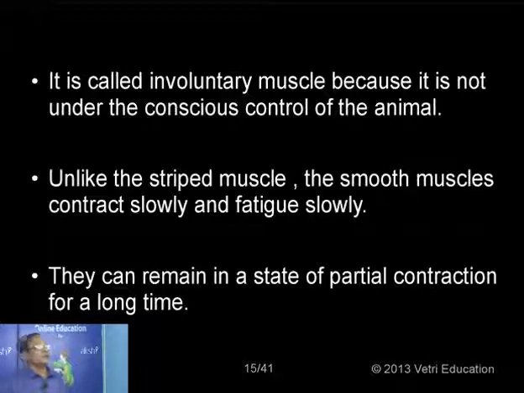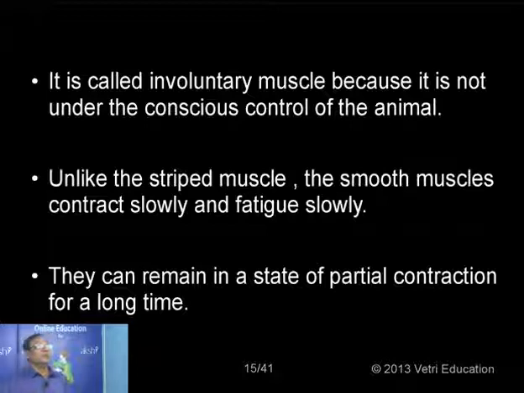Then, as I mentioned already, if you are comparing the speed of working, the skeletal muscles work somewhat faster and they are getting fatigued very soon. We already compared the two types of skeletal muscles, red and white. Now we are comparing the skeletal muscle with the smooth muscles. The skeletal muscles generally undergo faster contraction and get fatigued quickly. But in the case of unstriped muscles, or the smooth muscles, they undergo contraction very slowly and get fatigued very slowly.